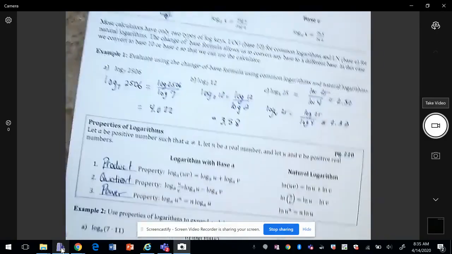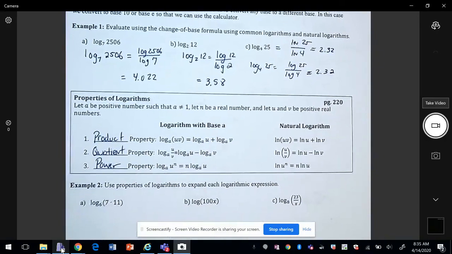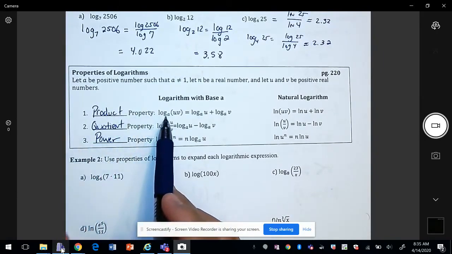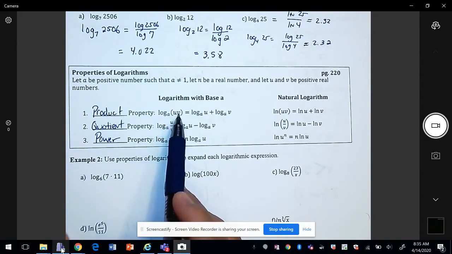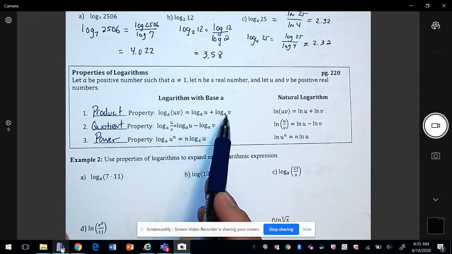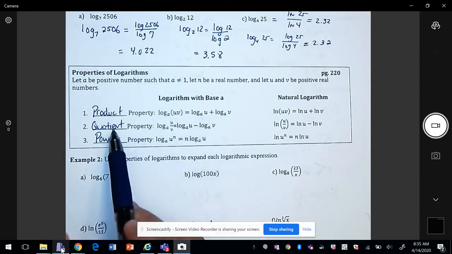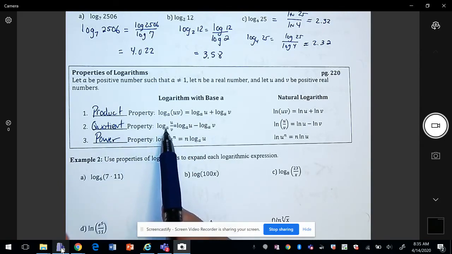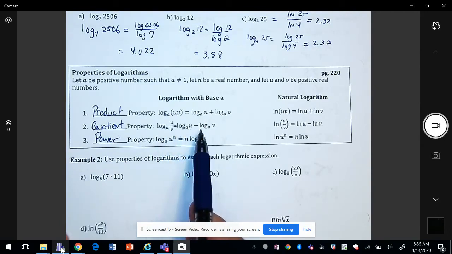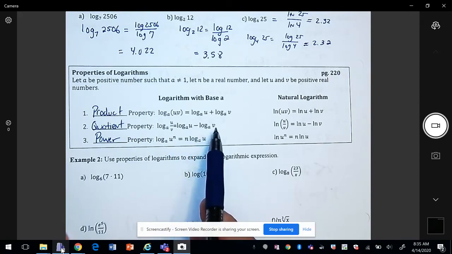With logarithms, we have some properties, and these are the properties here. We have the product property. Log a of u times v can be written as log a u plus log a v. The quotient rule is log base a of u divided by v, and we can separate it as log a u minus log base a v.